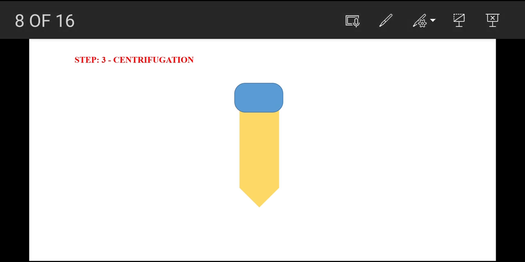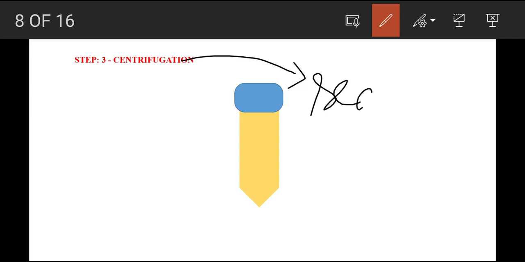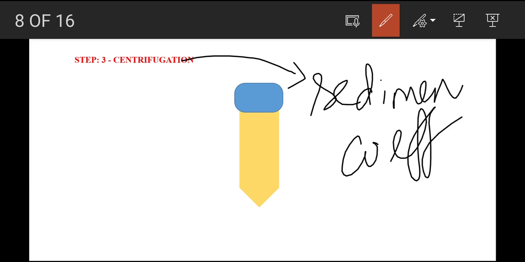Centrifugation is a process of separating high density molecules based upon their sedimentation coefficient. So this is the principle of the centrifugation process. Centrifuge is a machine. Centrifugation is an experimental procedure which enables us to separate high density substances from low density substances.